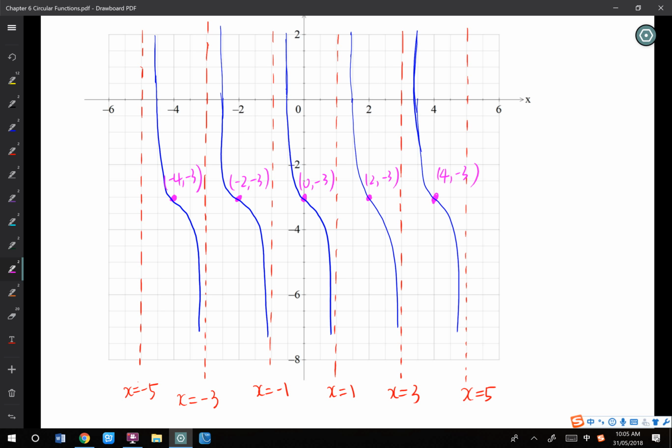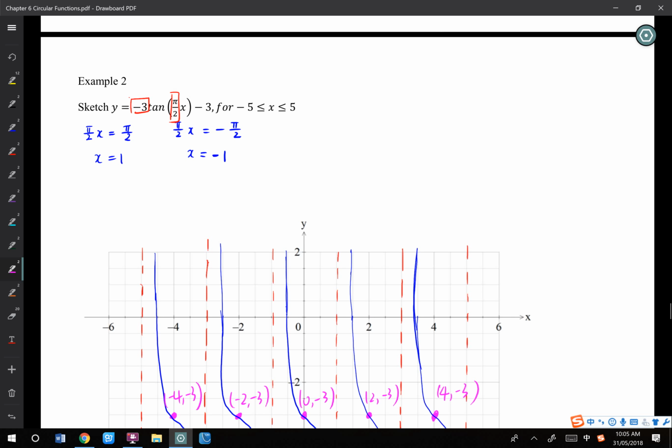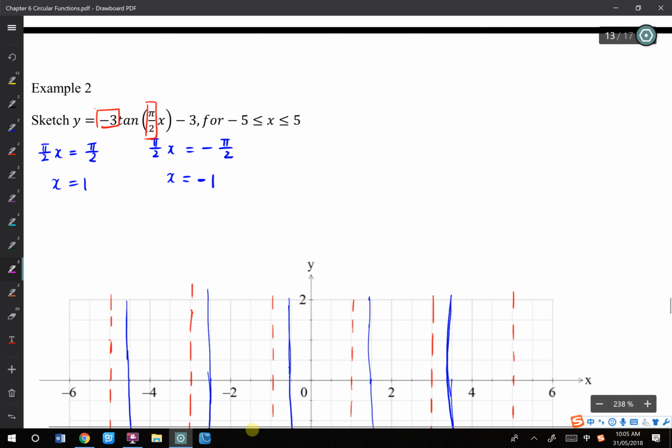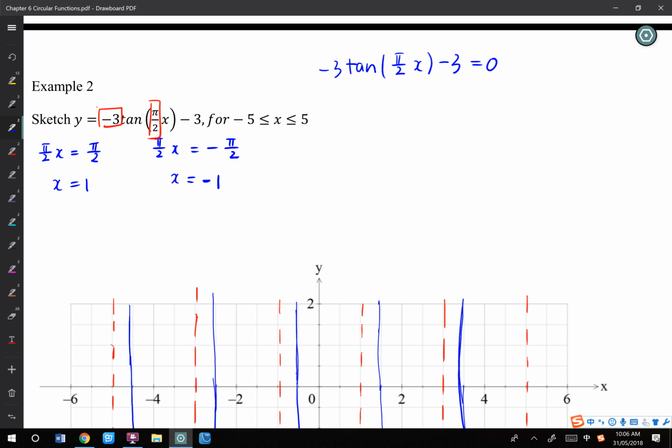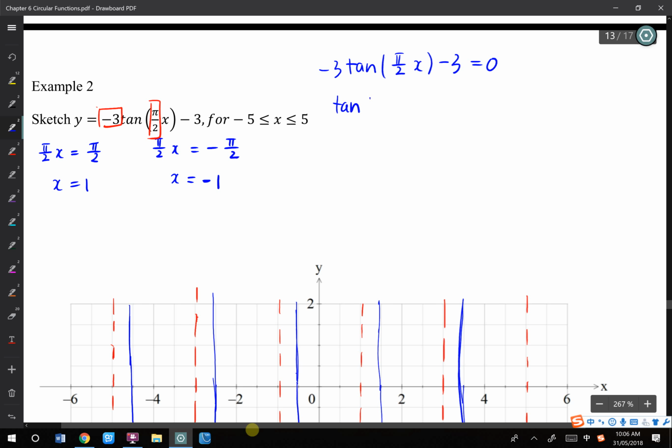So how to solve for tangent? Okay, let's put it here. -3 tangent of (pi/2 x) - 3. I want to make that equal to 0 because I'm solving for the x-intercept. So tangent of pi/2 x is just equal to -1. Okay, 3 divided by -3, that's -1.